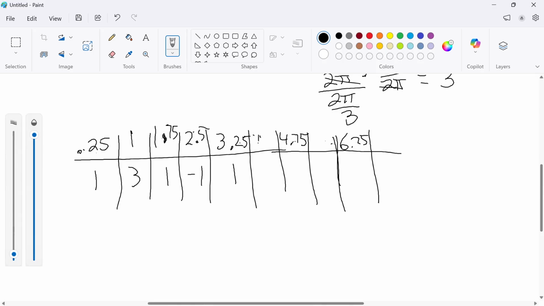7.5 divided by 2 is 3.75. I just add them, divide by 2, add them. 10, 11 divided by 2 is 5.5. I was remembering that 5.5 when I did this one. I thought I did something wrong.